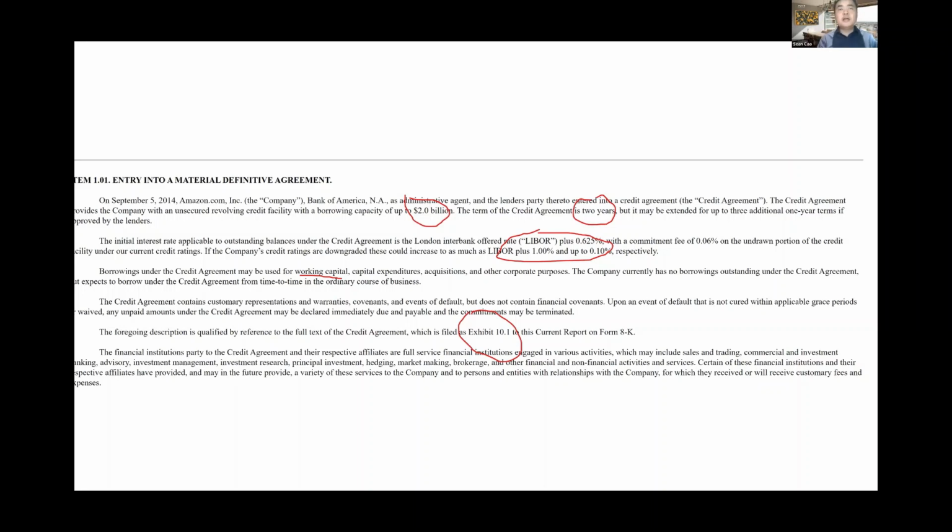So they may not use the $2 billion. They only use the $2 billion when they need it. It's different from borrowing a commercial loan, where they have to get the $2 billion in cash on the balance sheet, recognize the liability, recognize the cash. It's different. Okay, does that make sense?